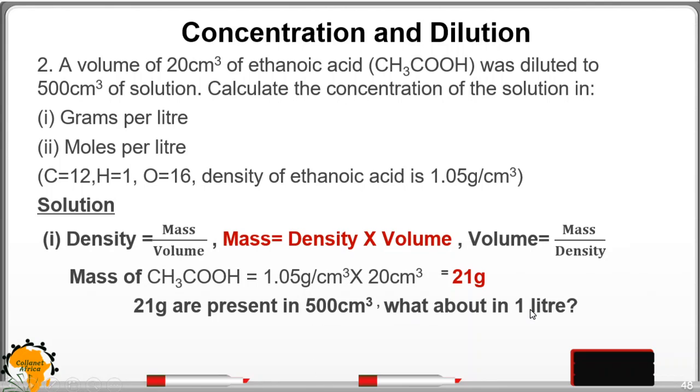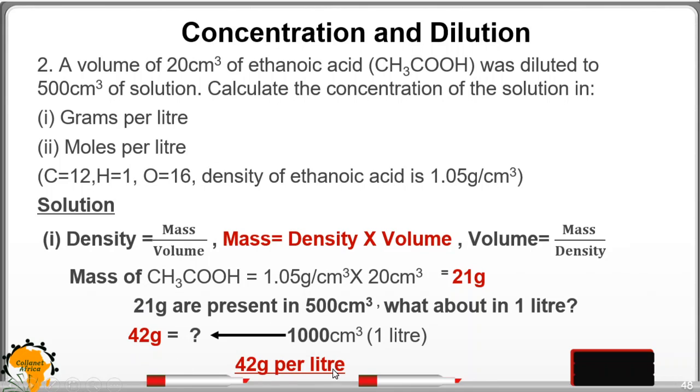So what about in 1 liter? Because we want our grams per liter. So, given this relationship, 21 grams are present in 500 centimeters cubed. What about in 1 liter, or 1000 centimeters cubed? Quick cross multiplication, you divide by this one and you get your answer as 42 grams. So 42 grams per liter is the answer for part 1.